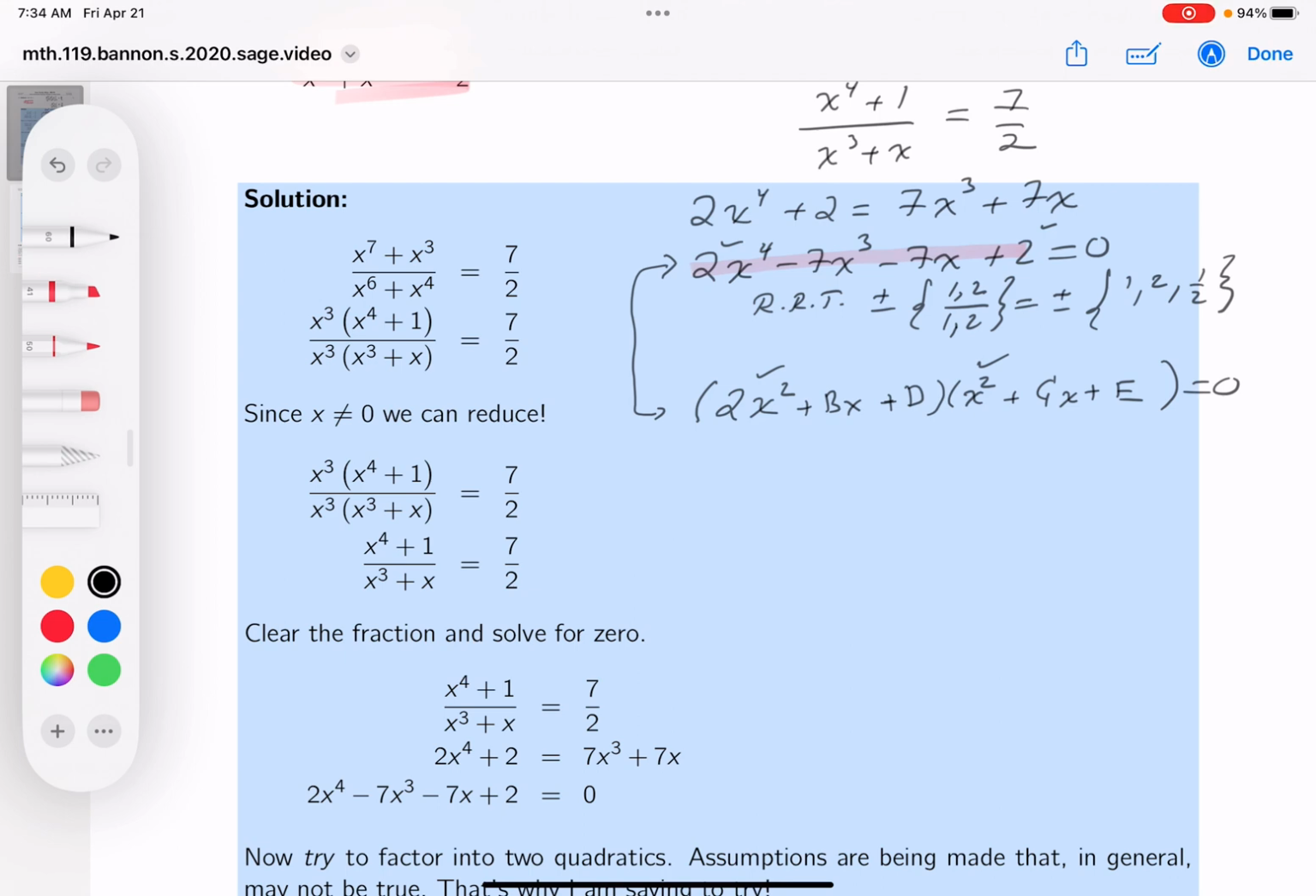So, what's the constant? The constant's 2. Where would the constant come from? It would come from d times e.